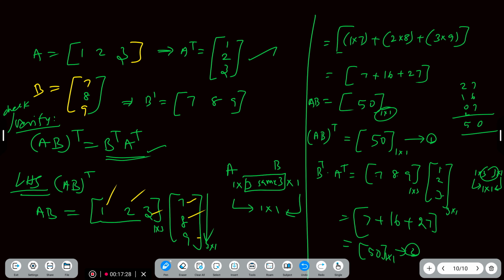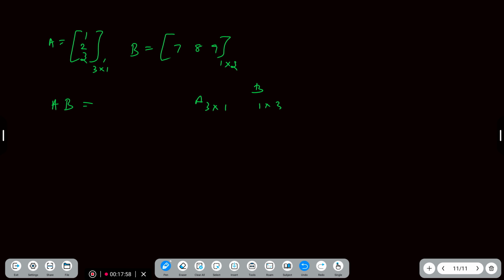Suppose A matrix is something else, like A matrix is a column matrix. Suppose A is equal to a column 1, 2, 3, and B matrix is like a row matrix 7, 8, 9. Now AB exists, you check. This is 3 rows 1 column and 1 row 3 columns. So that order you check first, 3 by 1 and 1 by 3. See, this is same. Now what am I getting? 3 by 3.